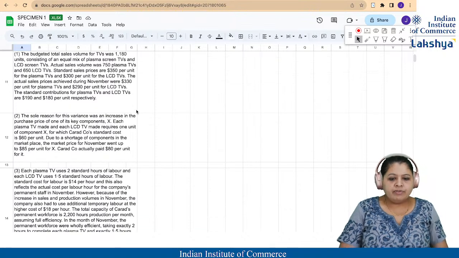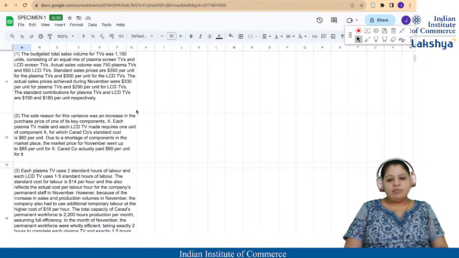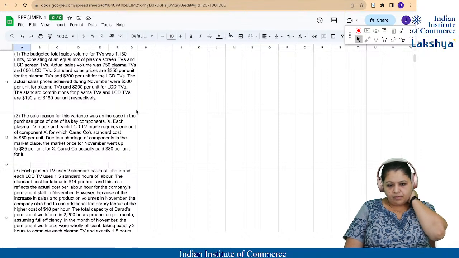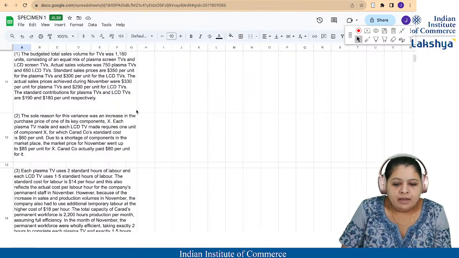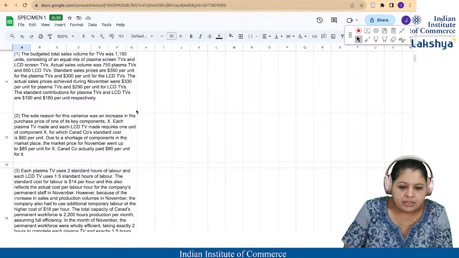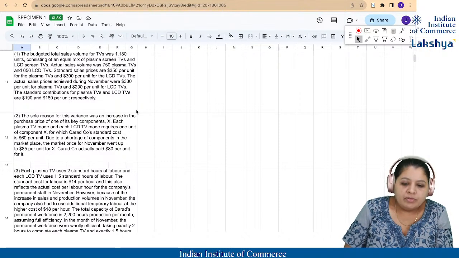The sole reason for the variance was the increase in the purchase price of one of the key components. Each plasma TV made and each LCD TV made requires 1 unit of component X, for which Carrot Company's standard cost is $60 per unit. Due to a shortage of components in the market, the market price for November went up to 85 per unit. Carrot Company actually paid 80 per unit for it.